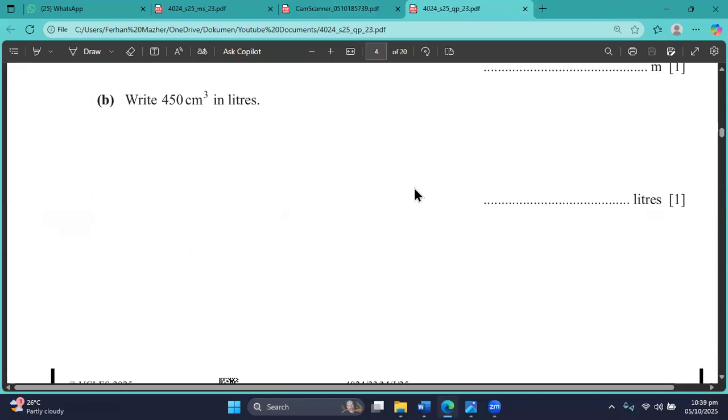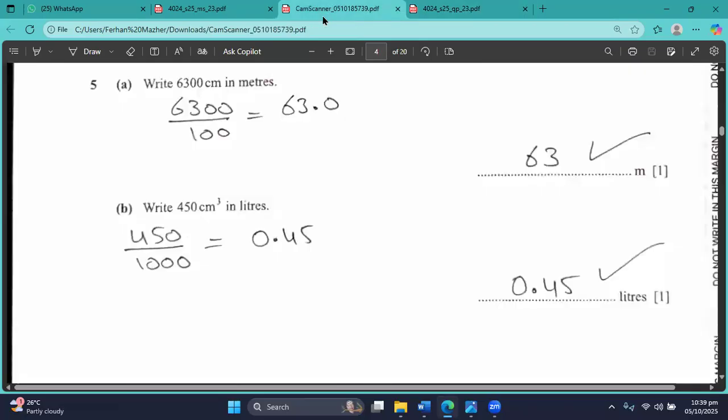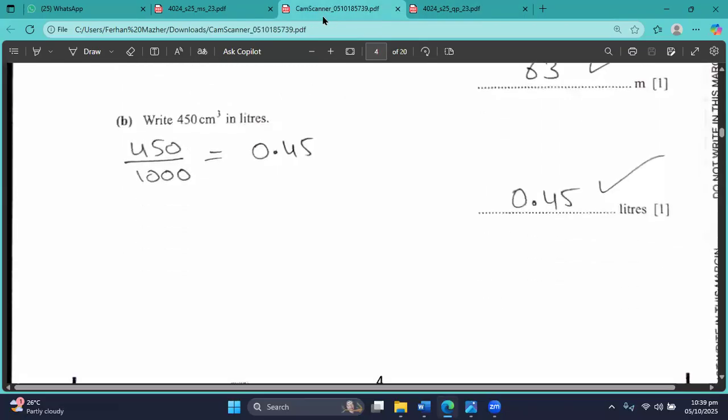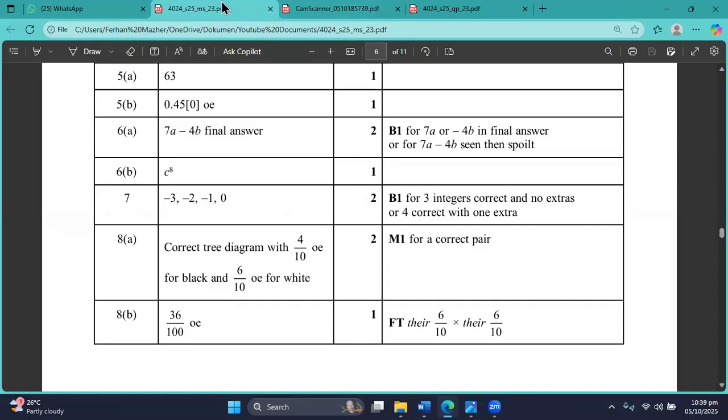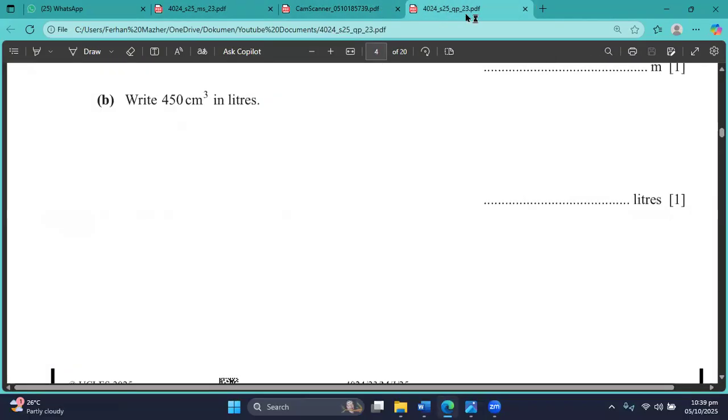Then he says, question number 5, it's B part. He says, write 450 centimeter cube in liters. In 1 liter, there are 1000 centimeter cube. So to convert 450 centimeter cube into liters, you have to divide by 1000. So move the decimal 3 steps to the left. So 0.45 liters. 0.45 liters is the right answer, sir. This is how we have done this.